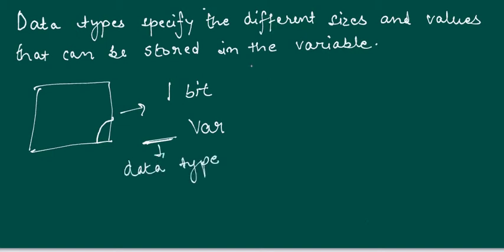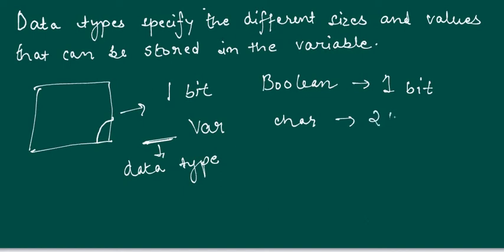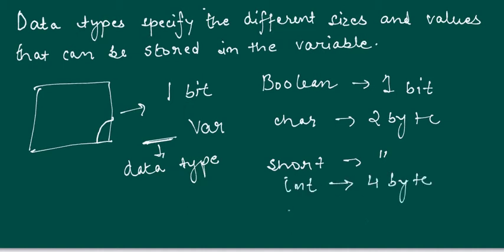So for example, I am talking about the Boolean data type. It has a size of 1 bit. If I am talking about char, it has a size of 2 bytes, right? And short, it has a size of again 2 bytes. And integer, int, it has a memory of 4 bytes. Then there comes long, it has 8 bytes of memory.